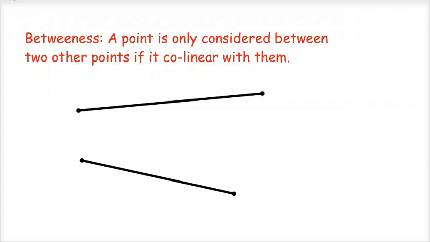And then another thing that's mentioned in the book is something called betweenness. A point is only considered between two other points if it is collinear with them. So if this is line segment AB and I have point C down here, C is not technically between AB because it's not on the same line. It's not collinear. But if I have D, let's put point E here, and F, E is considered to be between D and F because it's on the same line.